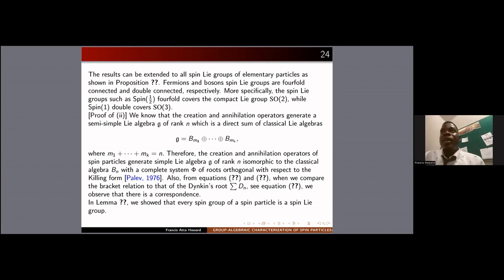Now, C.D. Palif has already shown us previously that the creation and annihilation operators generate the semisimple Lie algebra G of rank N, and it gives a direct sum decomposition of these classical algebras, by breaking them down into BM1 to BMK, where the M1 to MK are the ranks, the N. And these operators are isomorphic, he stated, which is true by proving that these particles with their semisimple G of rank N are isomorphic to the classical groups, that is the BN, with a complete system of roots orthogonal with respect to the Killing form.